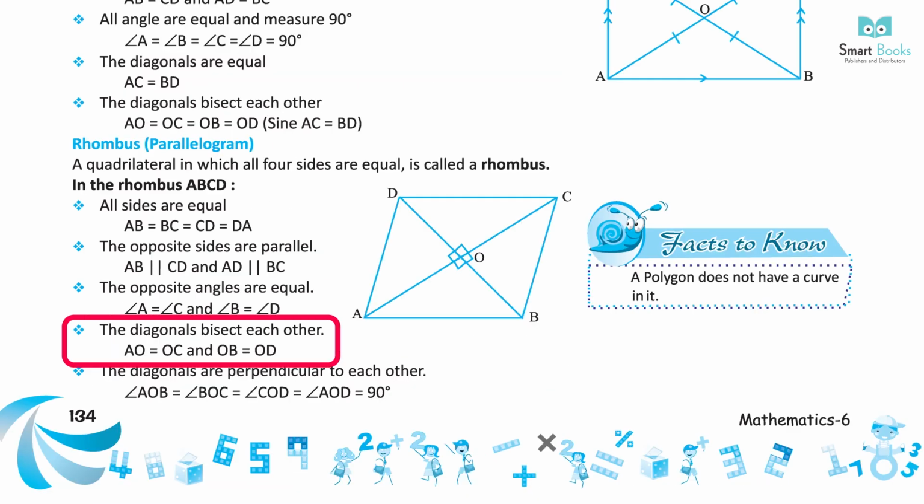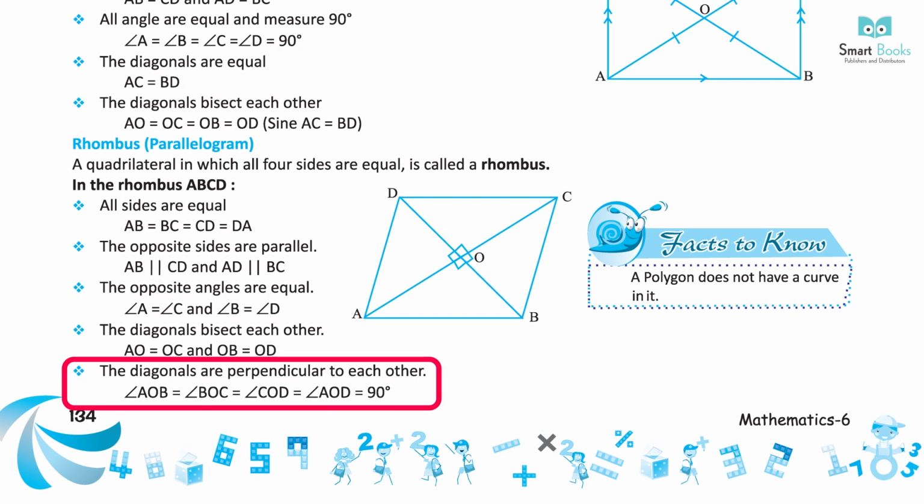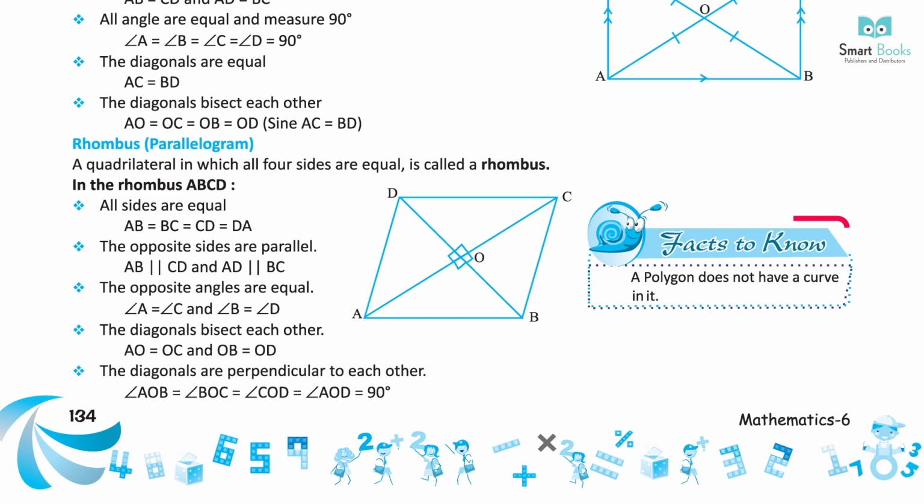The diagonals bisect each other. AO equals OC and OB equals OD. The diagonals are perpendicular to each other. Angle AOB equals angle BOC equals angle COD equals angle AOD equals 90 degree. Facts to know. A polygon does not have a curve in it.